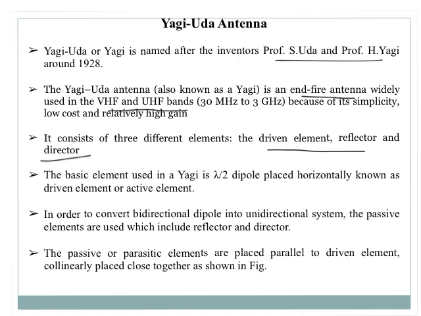And the driven element is the one which is a lambda by 2 dipole, which is placed horizontally, and it is also called as active element. And to convert the bidirectional dipole to unidirectional system, the passive elements are used, which include reflector and director. And these passive or parasitic elements, they are placed parallel to the driven element, collinearly placed close together.